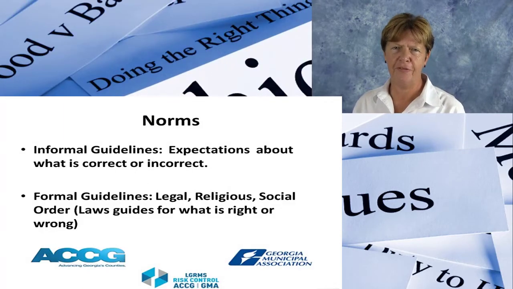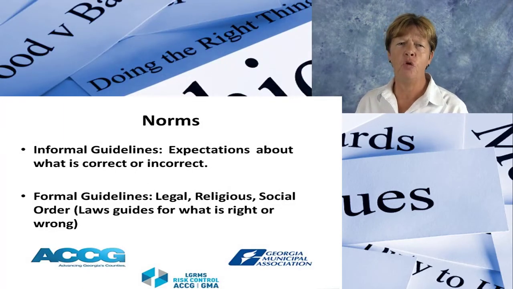Remember, norms are specific and expectations. There's informal and formal guidelines for norms. Informal guidelines are expectations about what is correct or incorrect, such as cheating on a test. We're not going to be taken to court. We're not going to be charged with cheating on a test, but we know that it's wrong. Formal guidelines would be those legal, religious, social order. Laws guide us on what we should and should not do, right and wrong. We will actually be held accountable legally with our formal guidelines.